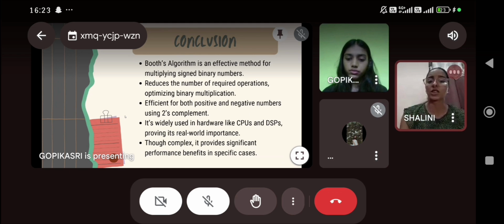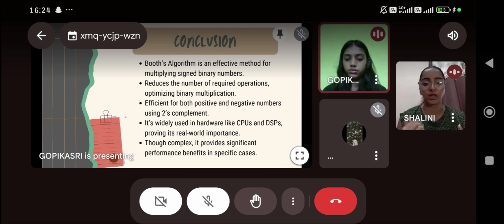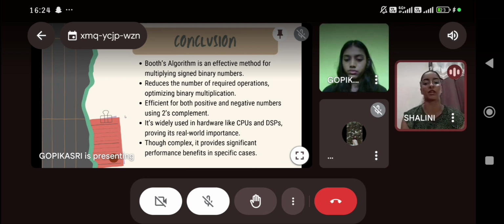It's widely used in hardware like CPUs and DSPs, proving its real world importance. As we saw, it is being used in various modern applications, and the futuristic scope is much more for this Booth algorithm. Though complex, it has significant performance benefits in specific cases.